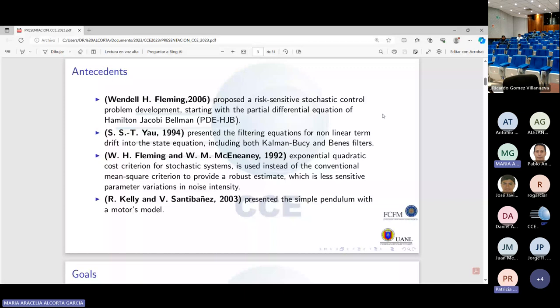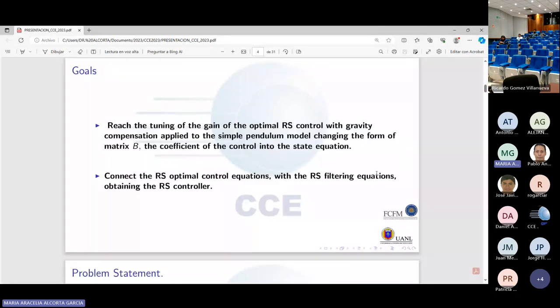And with respect to the model used in this paper, we took Kelly and Santibáñez from 2003, who present the simple pendulum with Amador's model. The goals of this paper are to reach the tuning of the gain of the optimal risk-sensitive control with gravity compensation, apply it to the simple pendulum model, changing the form of matrix B, that is, the coefficient of the control in the state equation, and connect the risk-sensitive optimal control equations with the risk-sensitive filtering equations, obtaining the risk-sensitive controller.